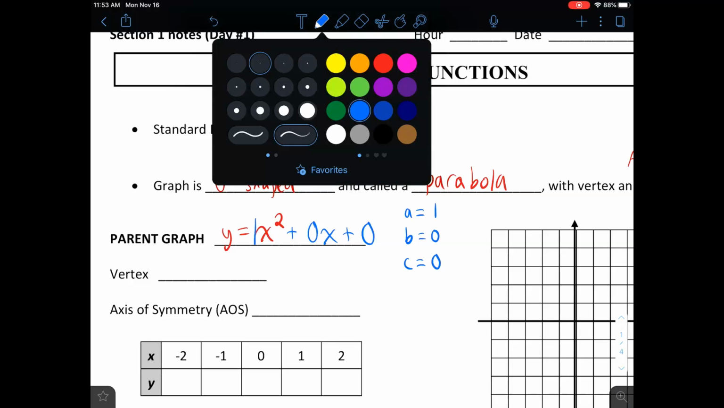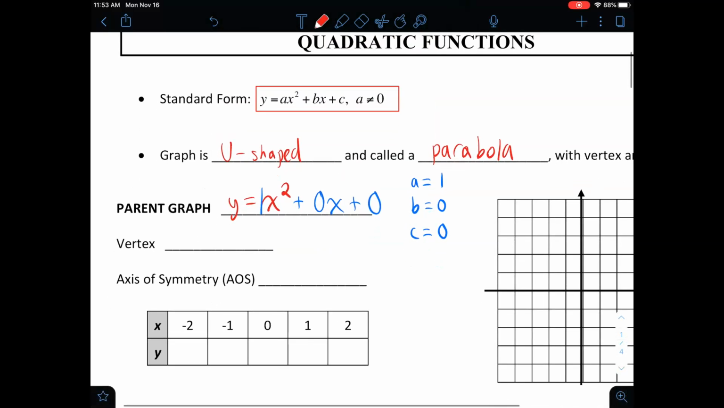All right, let's go back to red now. The vertex of the parent graph is going to start at 0, 0. And we actually have a formula to find the coordinates of the vertex using algebra. The x coordinate of the vertex has a formula. This is very important, so make sure you make a note of this. It's the opposite of b over 2a. Not always negative b, it's the opposite of b over 2a.